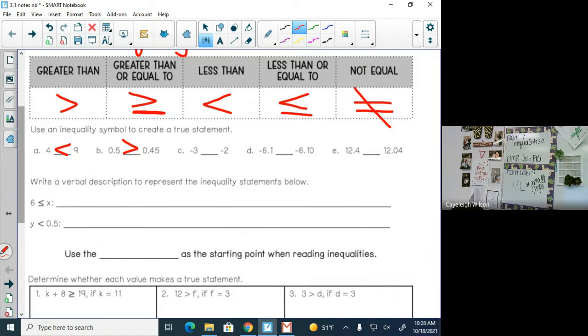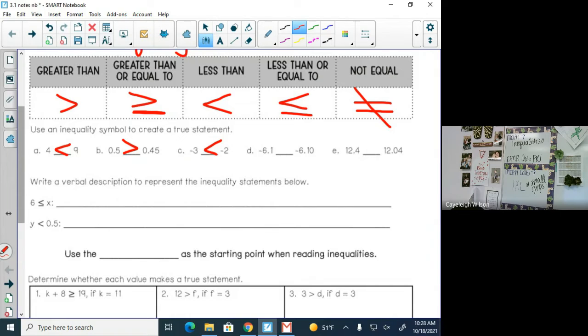All right, C. Listen, C is the one that people miss the most, and the reason they miss it is because of whoever said it's closer to 0. Who's that, Ethan? -3 or -2, which one is bigger? -2 is bigger, and it's bigger because it's closer to 0. When two numbers are negative, the one that's actually smaller is the bigger one because it's closer to 0.